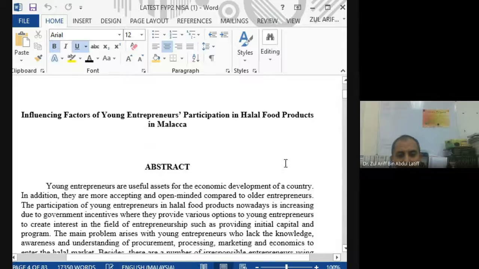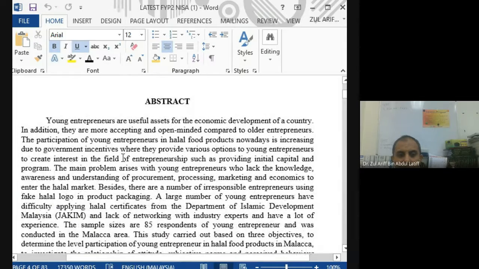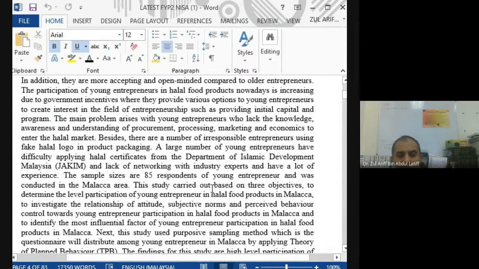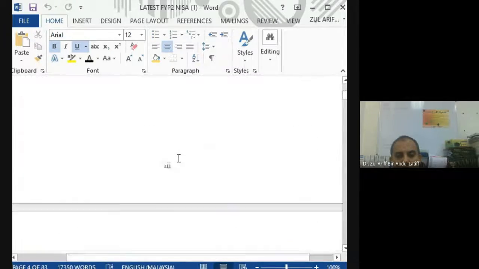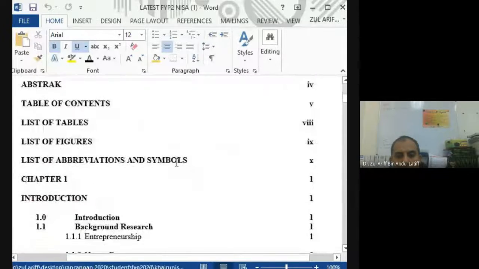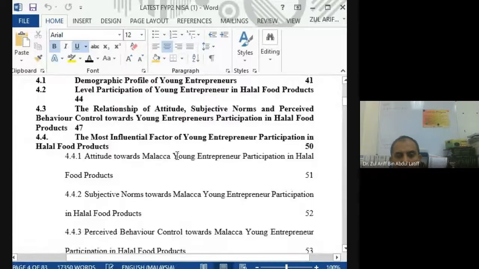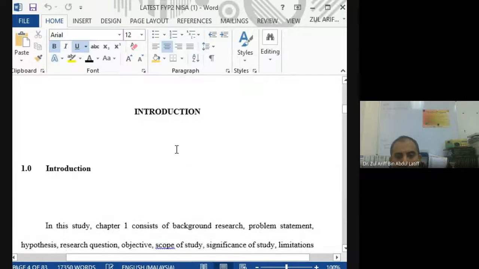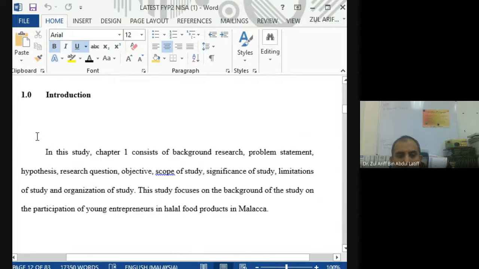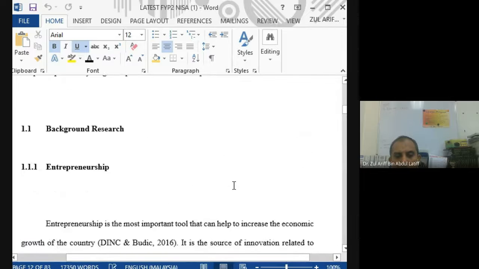Okay, this is the abstract. In the abstract, you have to write all the details, including the respondents, the method of study, and also a brief of your findings. Okay, then these are the tables. Okay, this is the background introduction in this study. Okay, just to inform the readers, the flow is like this. First the background, then problem statement, hypothesis, RQ, objective, and okay, the flow is like this.